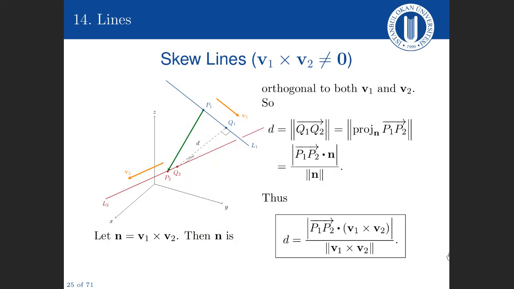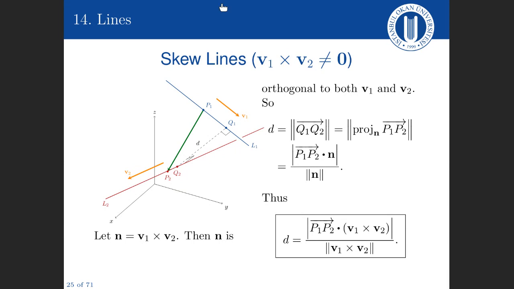Skew lines. Imagine we have a picture something like this. Again, the line L1 passes through P1 parallel to V1, and the line L2 passes through the point P2 parallel to V2. We're trying to find the smallest distance between these two lines.